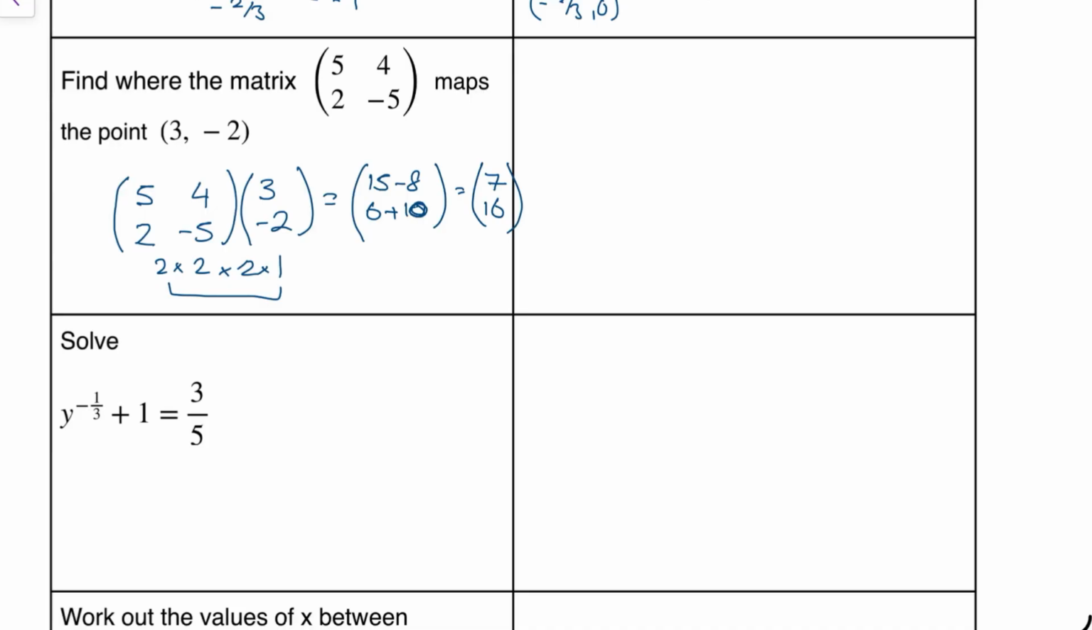That is not an answer, that's a coordinate. So therefore the point is going to be (7, 16). Do be careful with that, really common error that people make. So this is a vector, this is a coordinate, and therefore that's the answer.